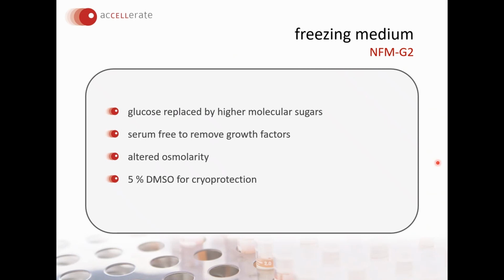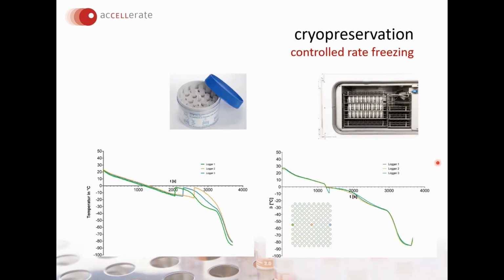And very important as well, we always reduce the amount of DMSO for cryoprotection to 5%. The still commonly used standard of 10%, in our experience, is way too high for most of the cell lines. We can even go lower than 5% or replace DMSO with alternatives as well.